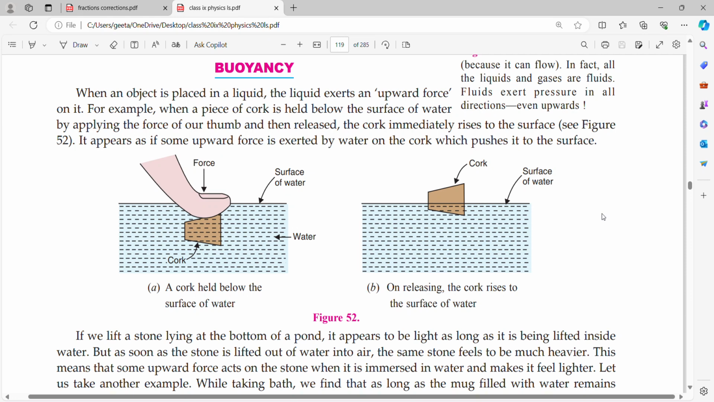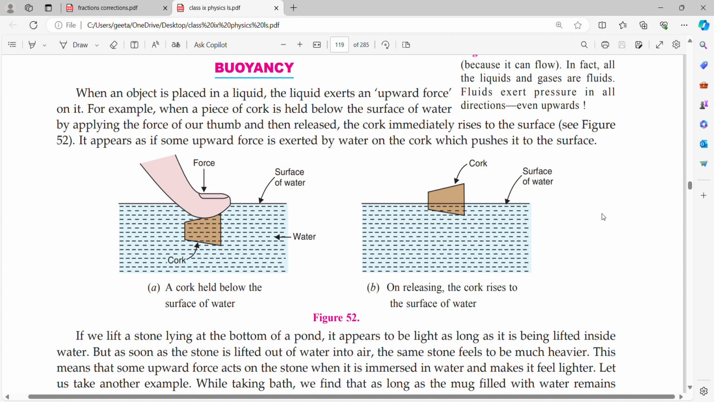Yeah, good evening. We are discussing one topic called buoyancy. The force which is responsible for it is called buoyant force. Here I have given you one example: a cork is there in my hand. If I press it, it is there in water also, but I am applying force with the help of my thumb. Till the time I am applying this force, that cork will be inside the water. But when I remove my thumb, then the cork will float on the top of the surface of water.